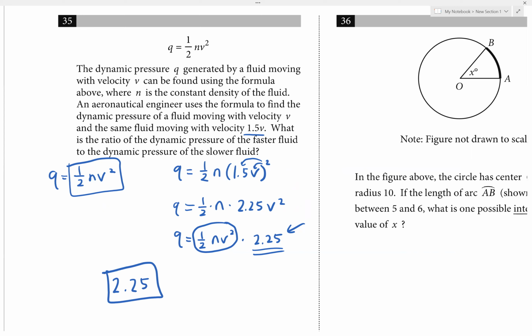So the trick is the velocity is 1.5 times as fast, but since v is squared, we had to square that ratio. So 1.5 squared, we get 2.25.